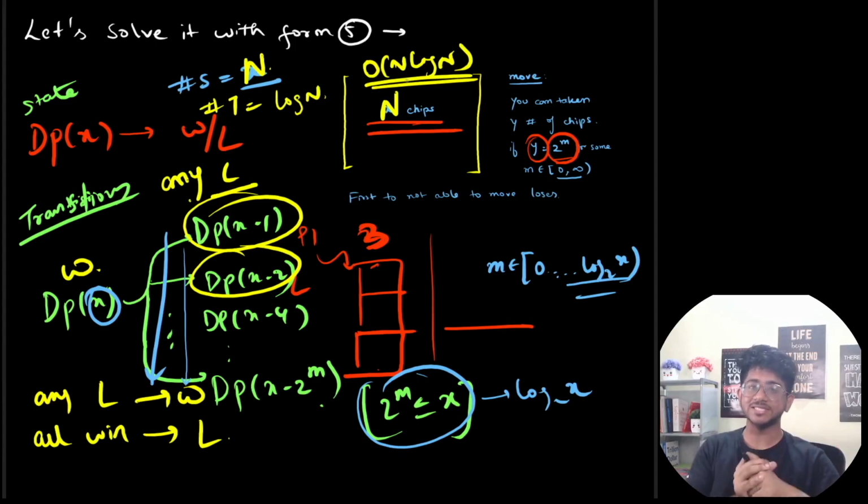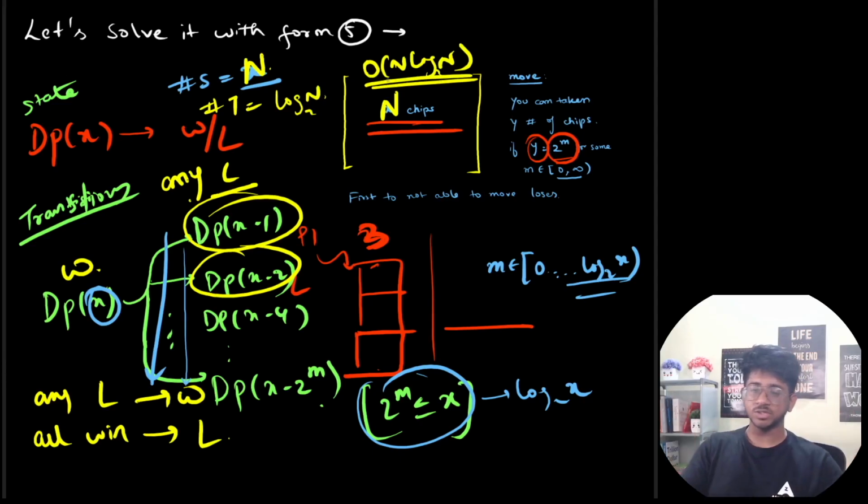We are only going to decrease it. And the number of transitions is log of N, because that many powers of 2 can be subtracted from a particular number. For N, we can go till 2 to the power log 2 of N. So this is the time complexity of this particular code.